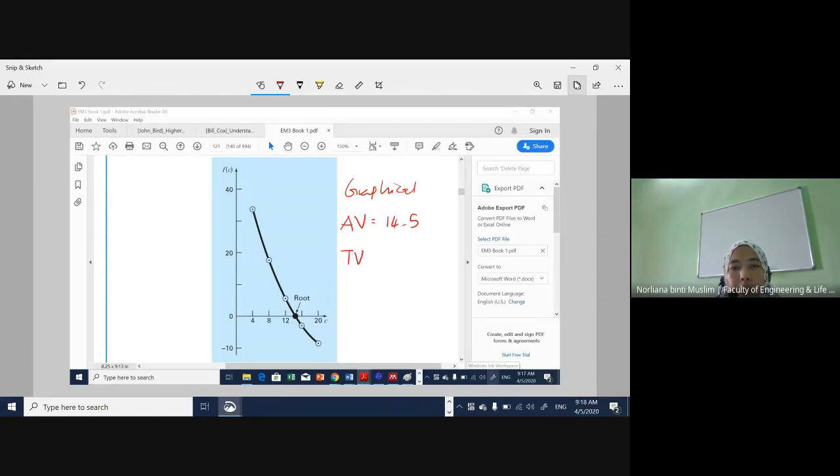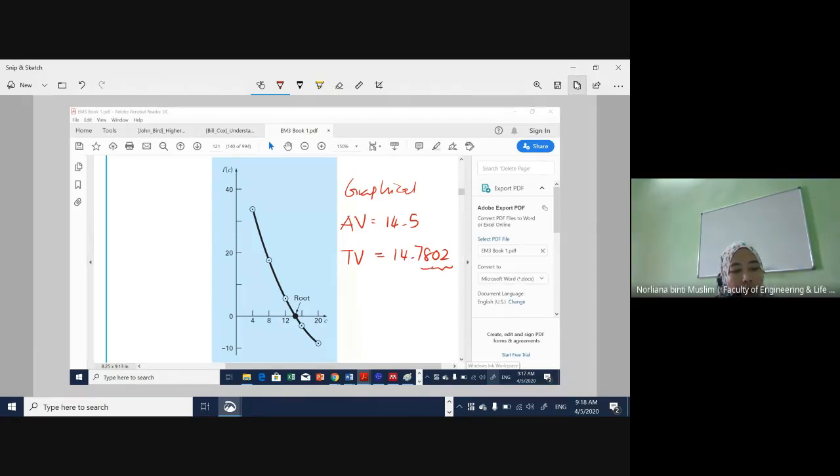The true value is 14.7802. You can check, it is difficult for us to sketch and get the value in the form of 4 decimal places like this. So probably you might be getting 14.5.